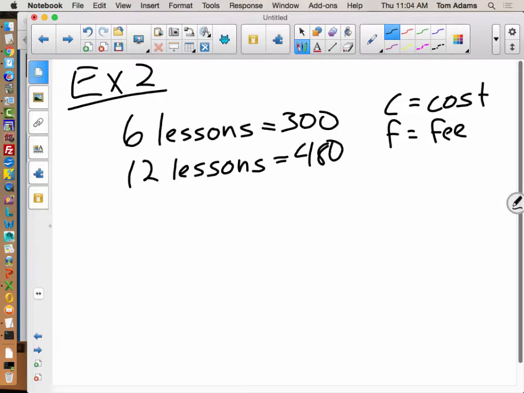Now what do you guys notice up there? There's 2 variables. So what will I need? 2 equations. Very good. So now, this is easier than you would think.